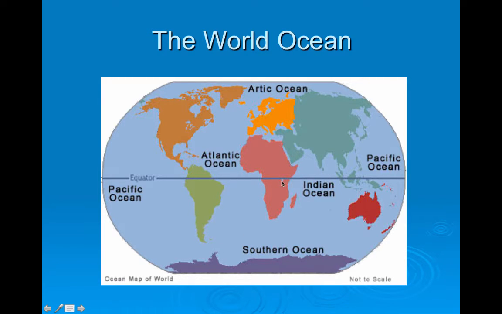The Indian Ocean is near India, and then it's also bounded by one side of Africa and then also one side of Australia. And I think that pretty much covers it. Atlantic, Pacific, Indian, Southern, and Arctic. So be able to label a map.